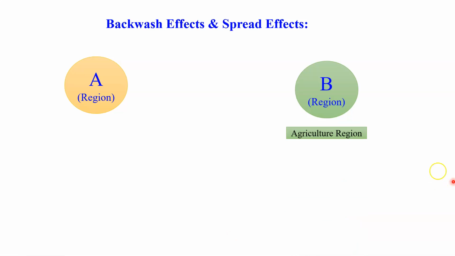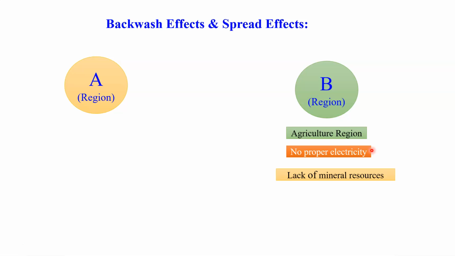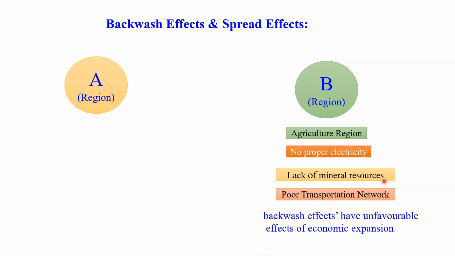Region B is an agricultural region where agricultural activity is dominant, but other secondary or tertiary occupations are totally absent due to the lack of proper electricity, lack of mineral resources and other natural resources which are required for economic development. This region also has a very poor transportation and communication network. It means all these factors are not favorable for economic activity or development in that region. Therefore, we observe the backwash effect in this region, and this is an unfavorable region for economic expansion and development.